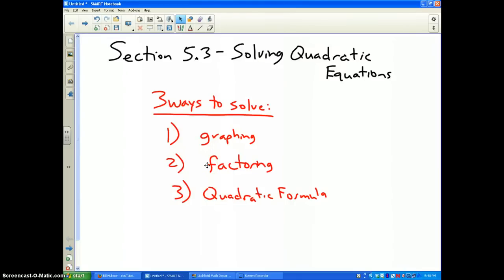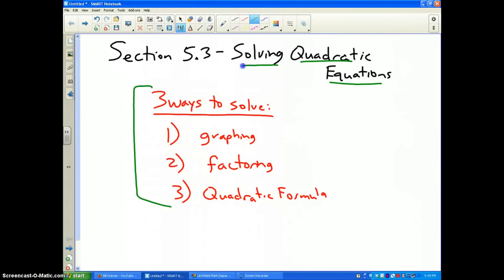The last part of section 5.3, as well as section 5.6, deals with solving quadratic equations, which is the whole purpose of this unit. Just as we solved linear equations in Unit 2, we are now going to practice solving equations that are quadratic in nature in Unit 5. There are three ways to solve a quadratic equation. The first way, which this video is going to talk about, is by graphing.